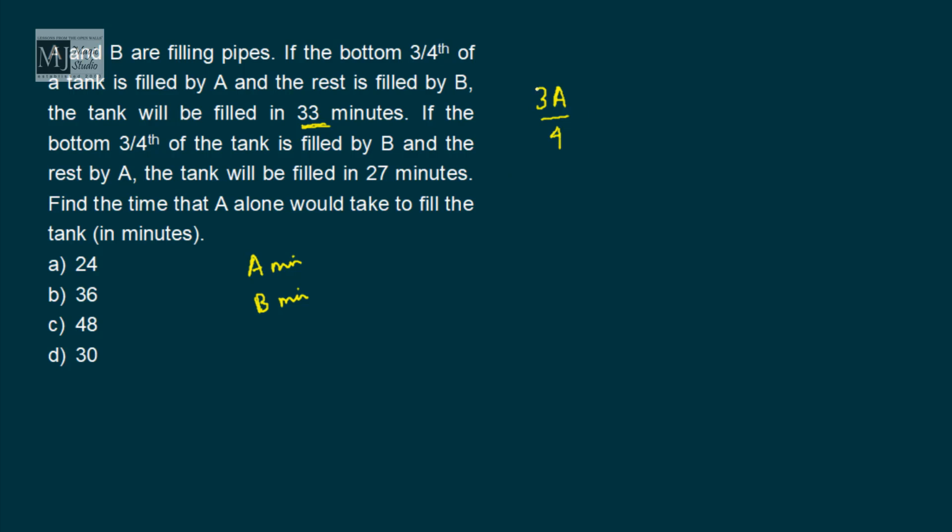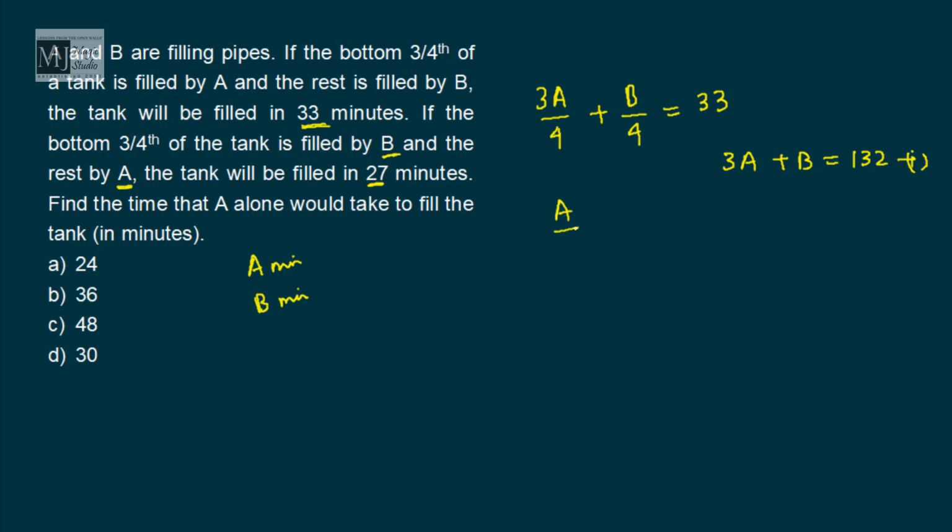That would be the time taken by A to do 3/4 of the work. And the time taken by B to fill the remaining 1/4 will be B by 4. And this should equal 33, if all are in minutes. That means 3A plus B is 33 into 4, which is 132. First equation. If the bottom 3/4 of the tank is filled by B and the rest by A, the tank is filled in 27 minutes.